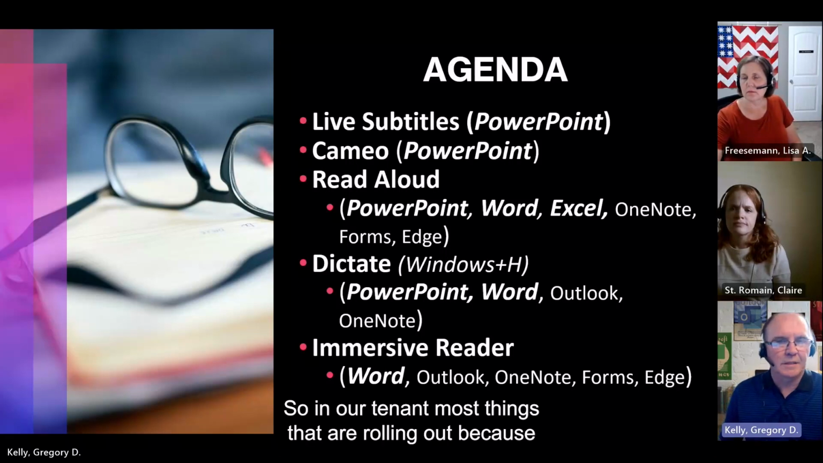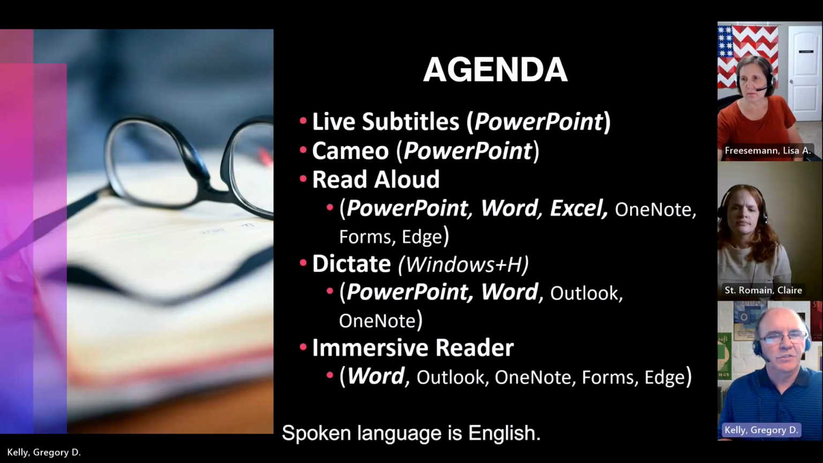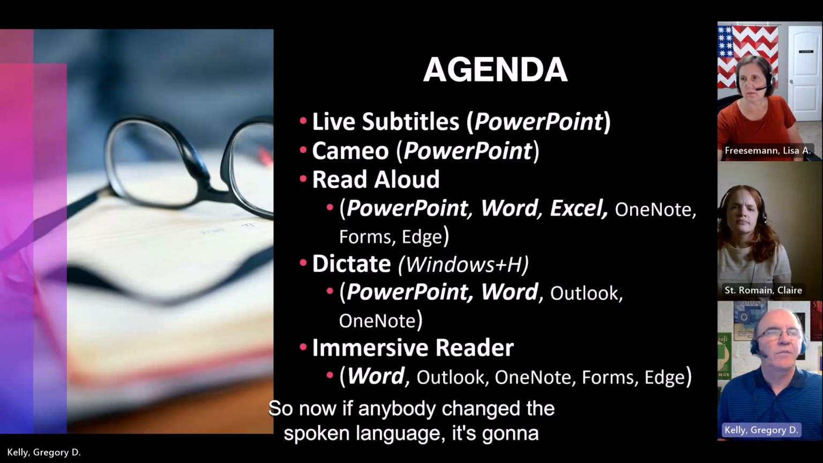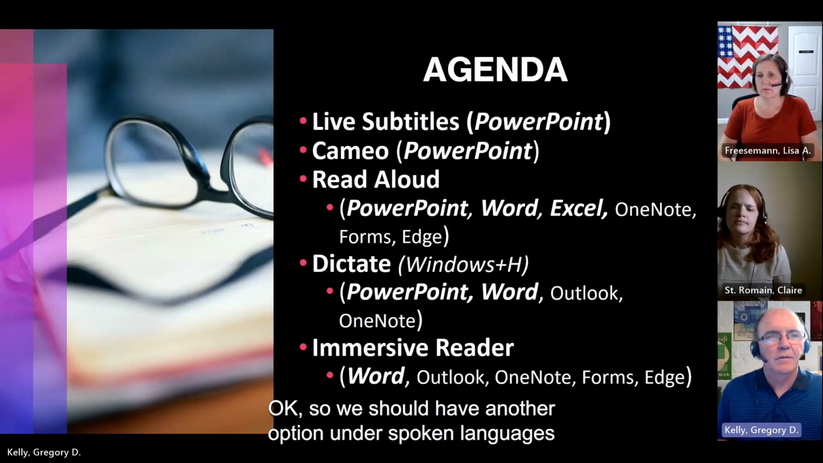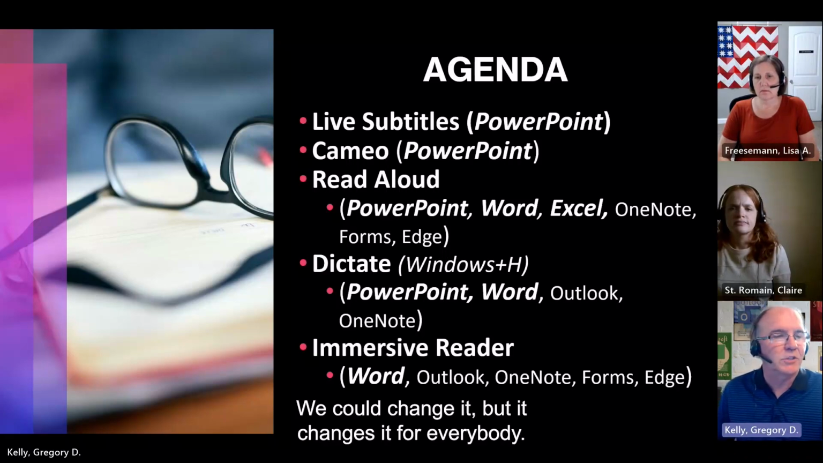So in our tenant, most things that are rolling out, because this is new. It used just to be three dots there, but now it has the caption settings. Spoken language is English. Then you should have displayed language. We don't have that option yet. So now if anybody changes spoken language, it's going to change it for everybody. Okay. So we should have another option under spoken languages that says displayed language. So right now we cannot change. We could change it, but it changes it for everybody.